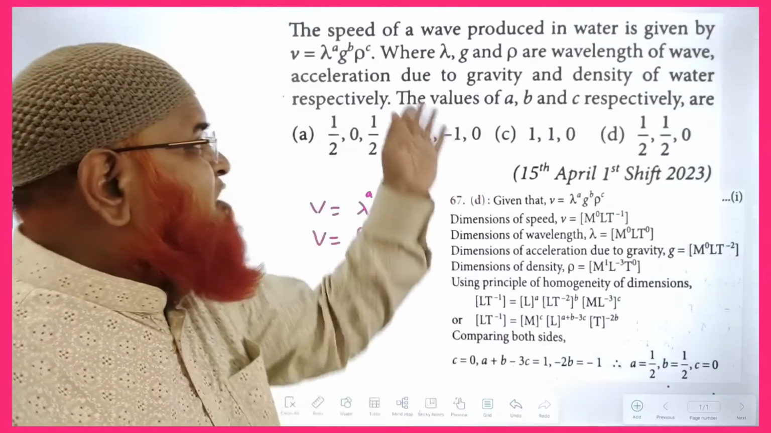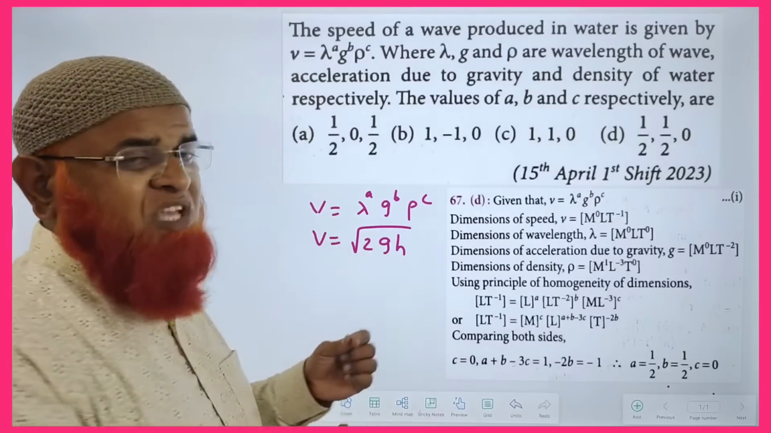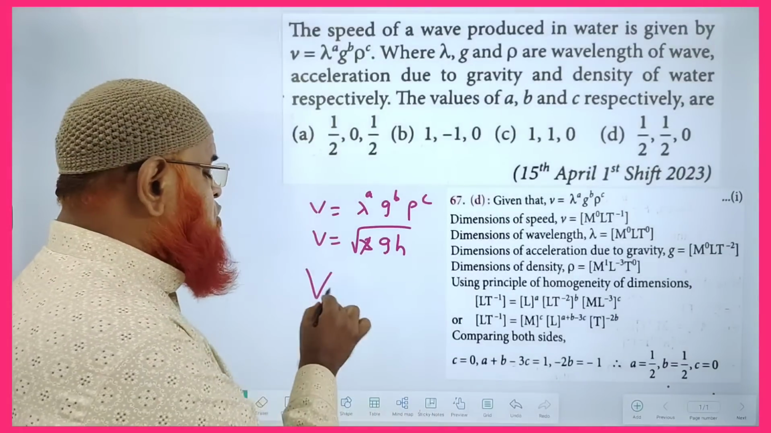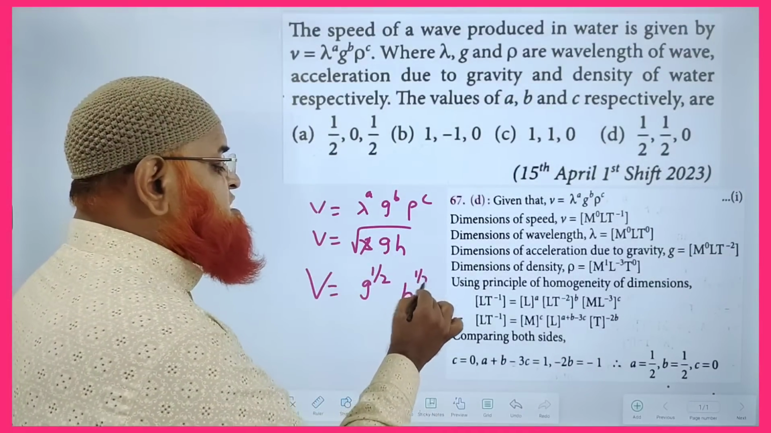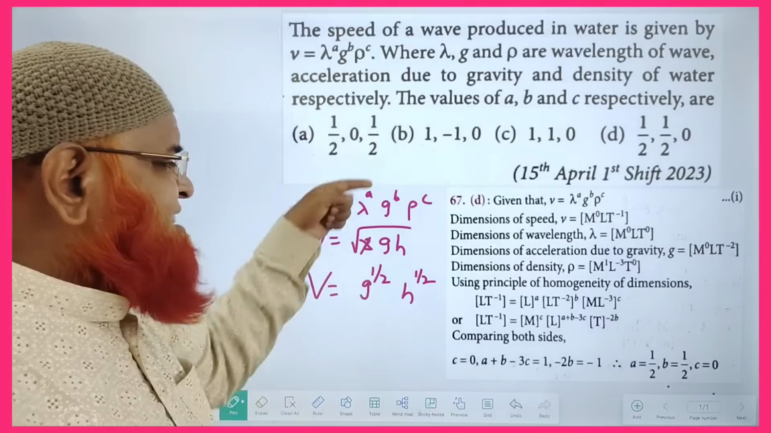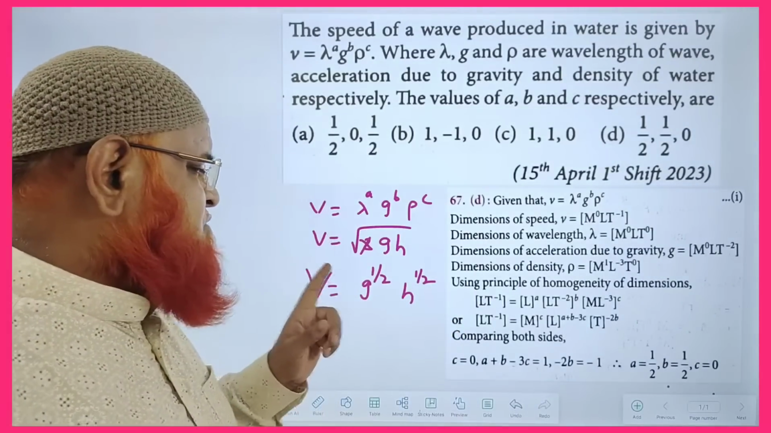Let us compare the formula which is given in the problem with our known formula, which is root 2gh, my dear. Root 2 doesn't have any dimensions. What is left? Only g is left. Root means power of 1 by 2. h means power of 1 by 2, because root is present, it becomes power 1 by 2. Let us compare these two formulas. h is also length only, height. This is also wavelength only.